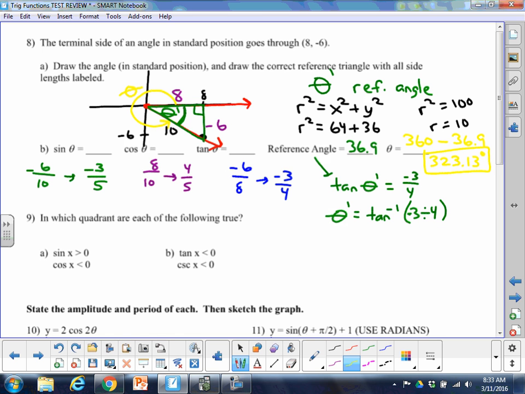The other option, if you wanted to, you could say technically it's negative 36.9 degrees. Either one would be acceptable. Standard position just says make sure you start here, and you can go counterclockwise 323, like the way the yellow one looks, or you could go clockwise 36.9, which is technically negative 36.9. So either one's fine for that.